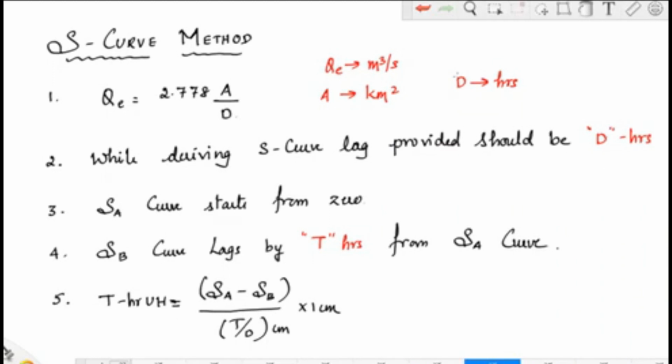Am I clear? Okay. So I'll be uploading the PDF after the class. Don't worry. Now these are the points which you have to remember for S curve method.